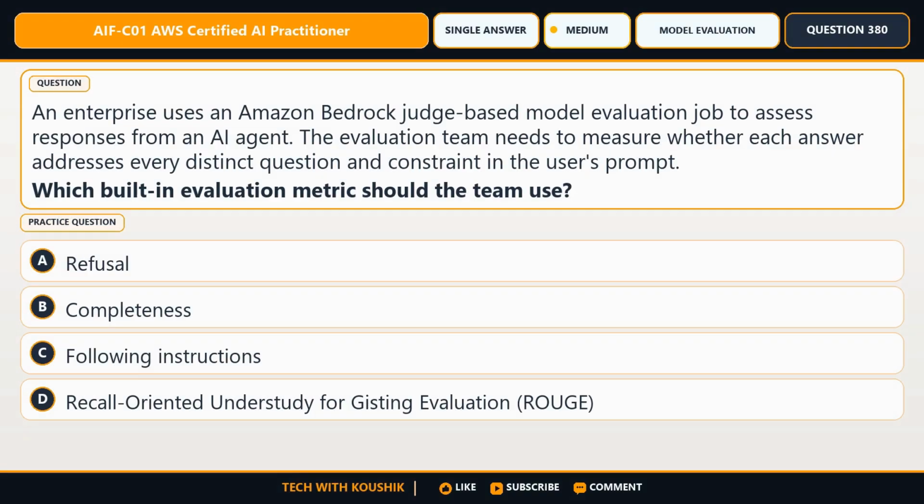Next is question number 380. Scenario. An enterprise uses an Amazon Bedrock judge-based model evaluation job to assess responses from an AI agent. The evaluation team needs to measure whether each answer addresses every distinct question and constraint in the user's prompt. Which built-in evaluation metric should the team use? Option A, refusal. Option B, completeness. Option C, following instructions. Option D, Recall-Oriented Understudy for Gisting Evaluation, ROUGE.